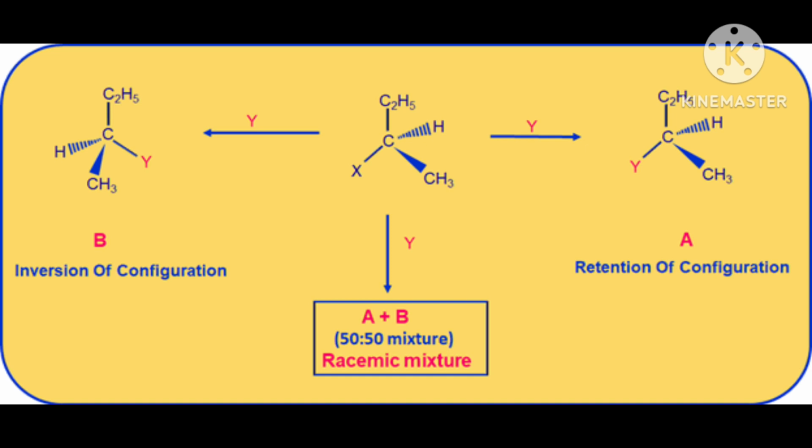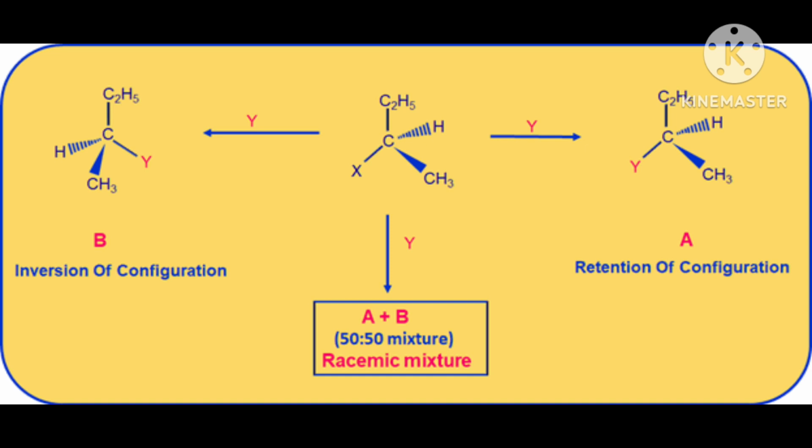If during a reaction no bond to the stereo center is broken, the product will have the same general configuration of groups around the stereo center as that of the reactant. Such a reaction is said to proceed with retention of configuration. Retention means what was in the beginning is the same at the end also. Such a reaction is said to proceed with retention of configuration.